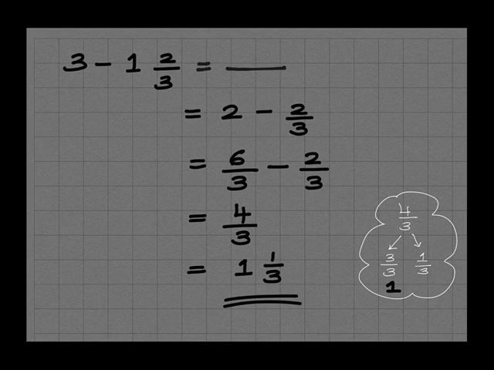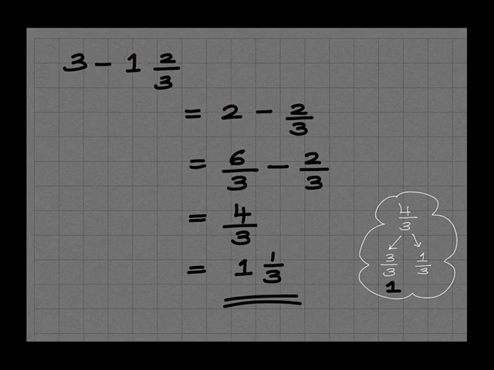Now let us solve another problem. 3 minus 1 2/3. So this is a subtraction problem since we have a minus sign. Okay, step number 1. Again, subtract the whole numbers. So we have two whole numbers here. 3 is a whole number and also 1 is a whole number. We know that 3 minus 1 is 2. That is how we got the 2.